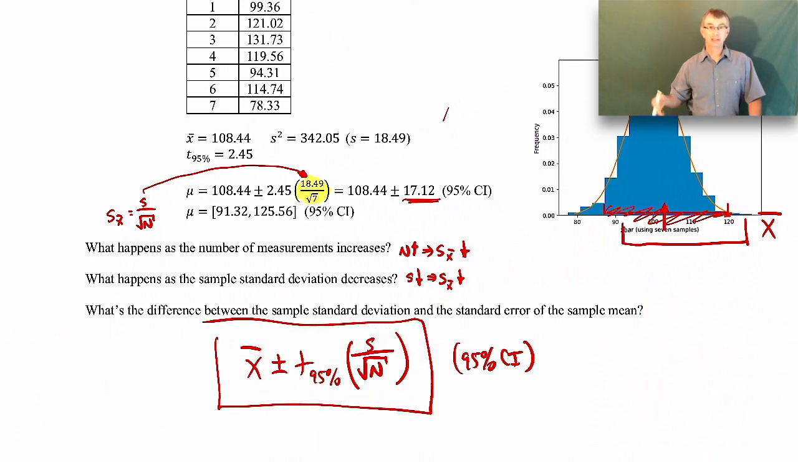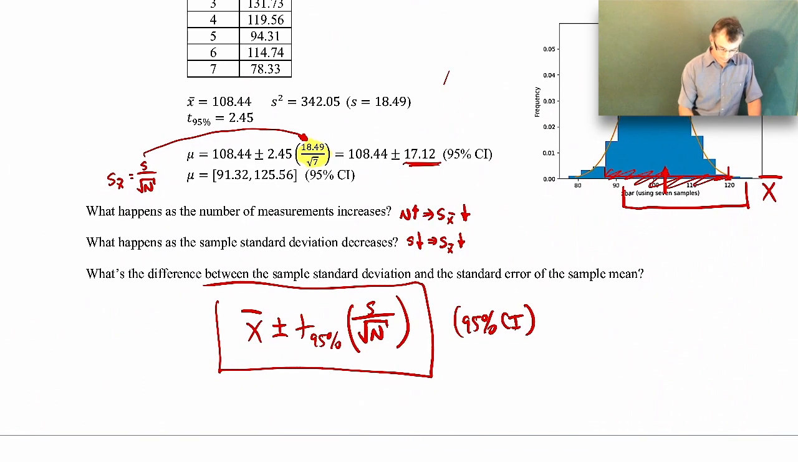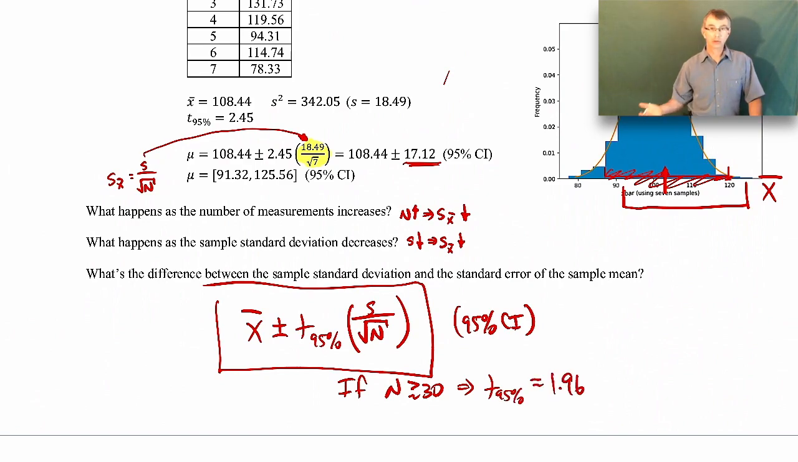So just remember, ultimately, this expression. All the statistical part that I've just talked about is just more for background material. You don't have to remember all that. What you really need to remember is that expression here. And again, if n is greater than about 30, then just make t 95%, 1.96 or equal to 2. They're both close enough.